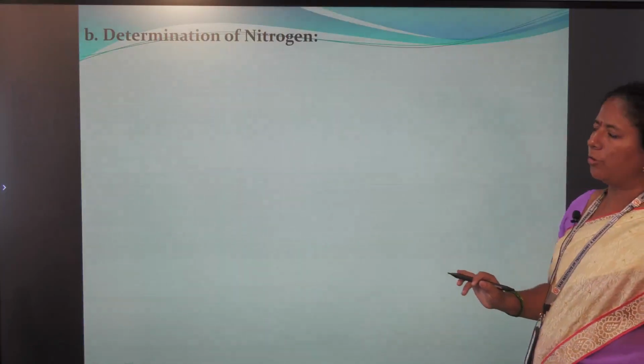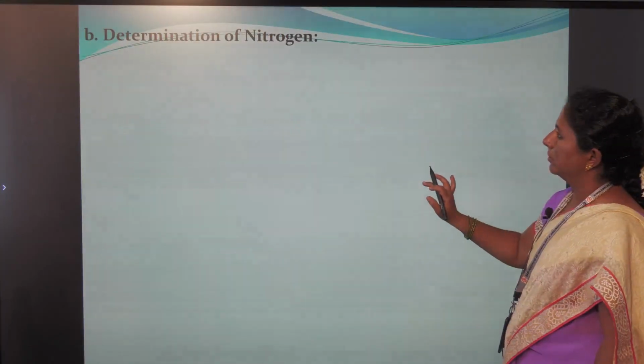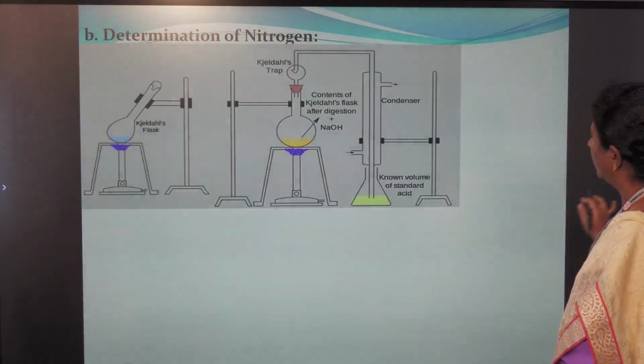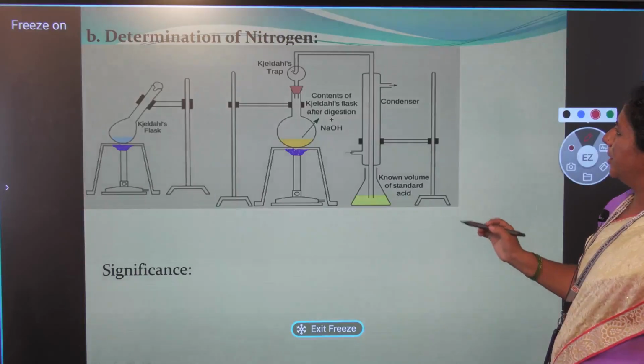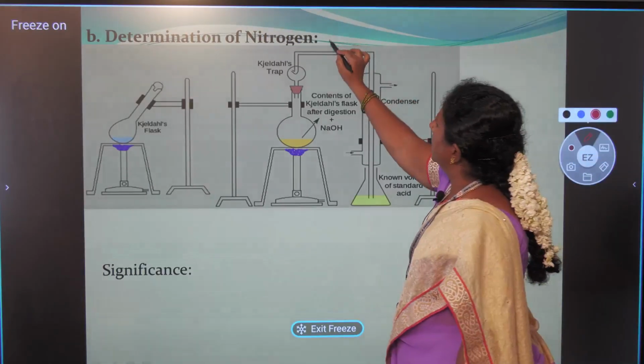Next, determination of nitrogen. Nitrogen is determined by a method called Kjeldahl method.